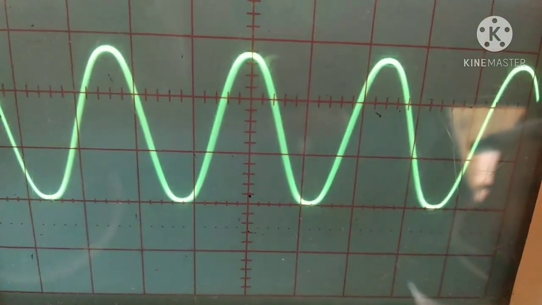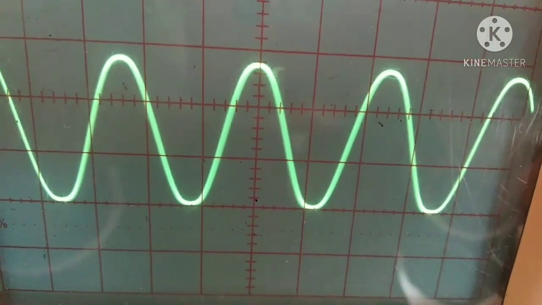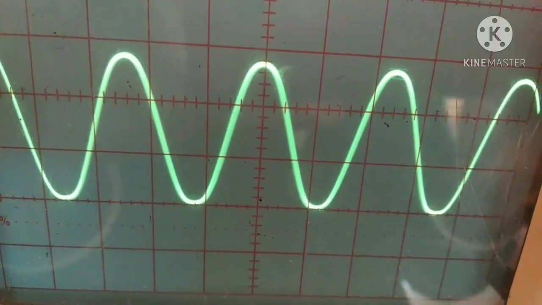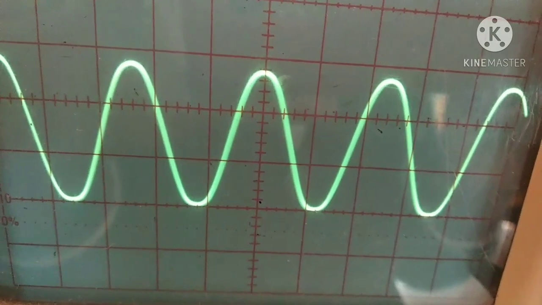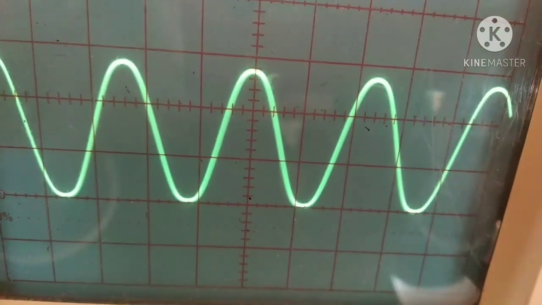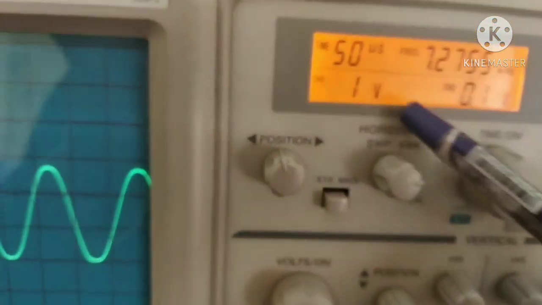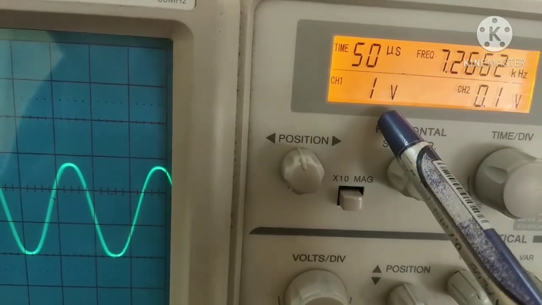The extra part is covered by the other big division. That means 2 big divisions and 4 small divisions. Then we get the volt per division value, which is 1 volt.